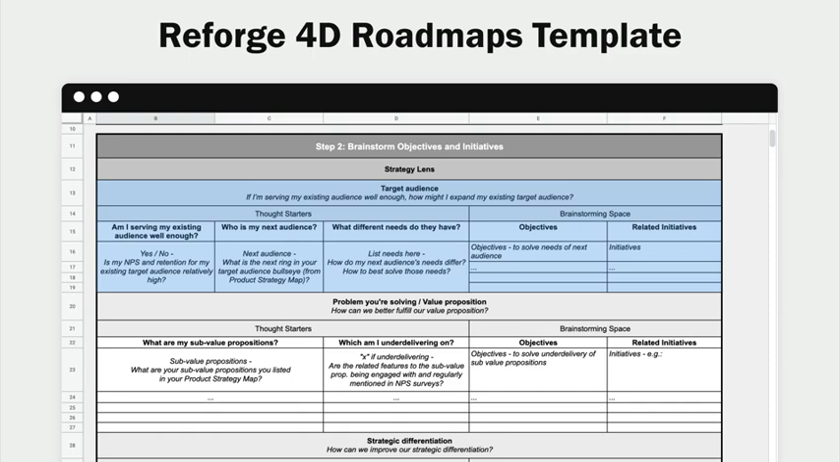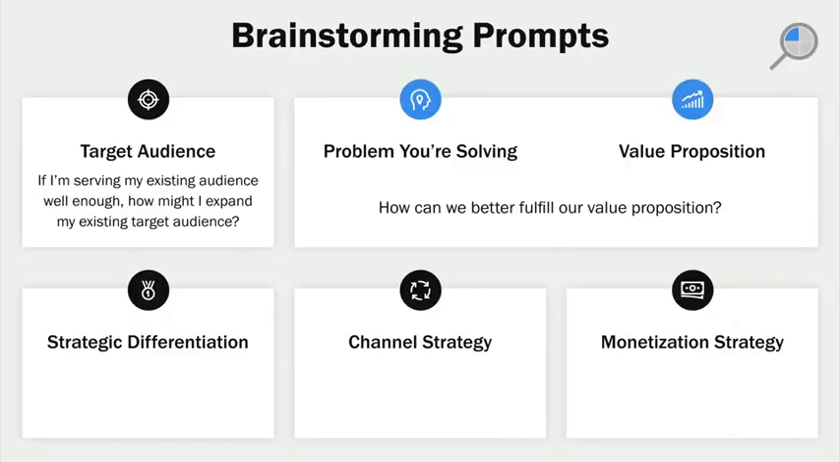Take the time here to brainstorm your target audience objectives and initiatives in the Reforge 4D Roadmaps template. Next, ask yourself, how can we better fulfill our value proposition? This question covers both the problem you're solving as well as value proposition dimensions, since they are closely related.